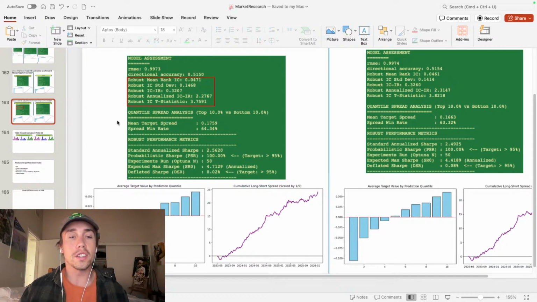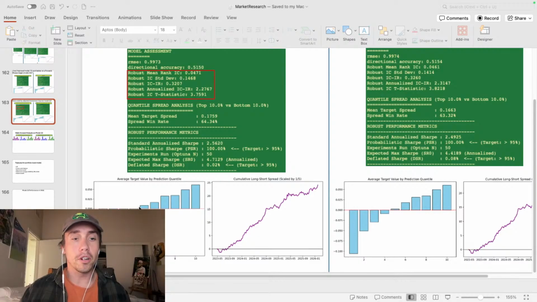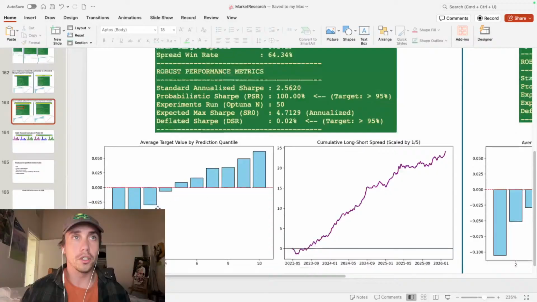And then the t statistic, my goal is 1.98. I'm getting 3.75. So again, larger by an order of magnitude. This model makes me confident just looking at these metrics. All of these look really good.